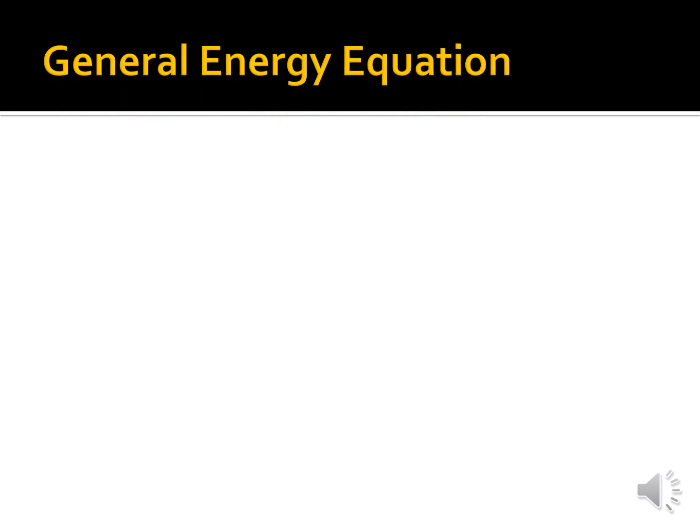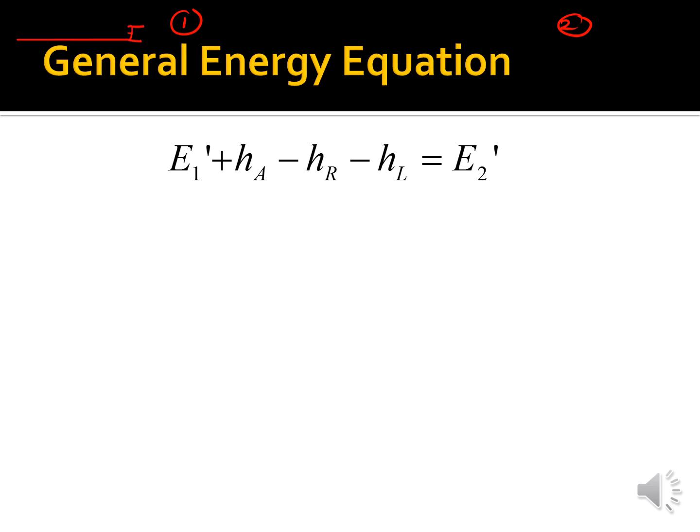I'll show you again how the general equation is derived, step by step, because just now I only showed it in general. From point 1 to point 2, there is actually the addition and removal of energy. In order for the liquid to change its energy from E1 to E2, it must go through losses of energy and additions of energy. That's why the equation is rewritten like this.